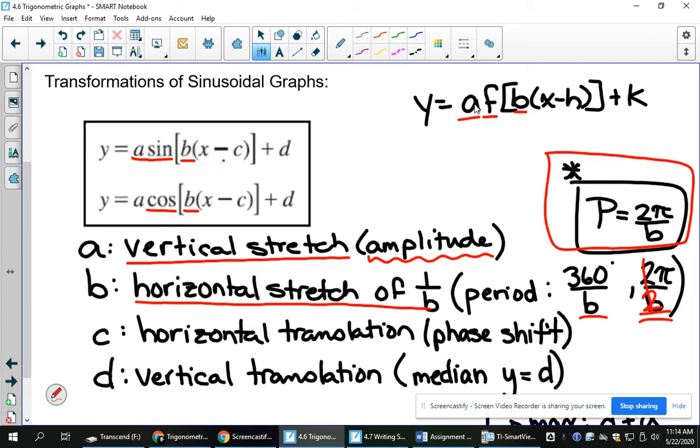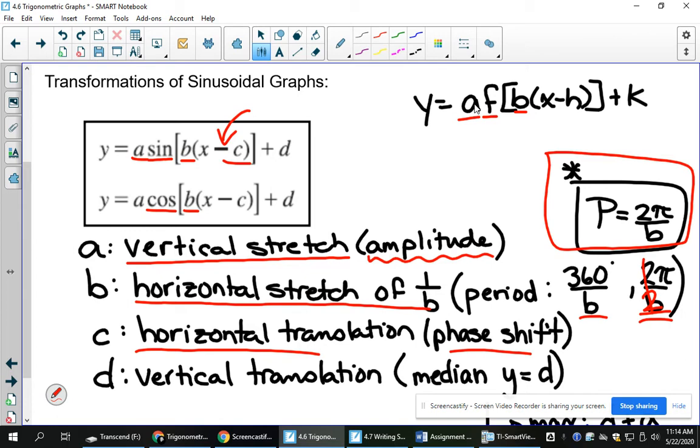The C value is just how far you move horizontally. That's not different. Horizontal translation, we just call it a phase shift in sinusoidal functions. The other thing, remember, is that it's the opposite direction of the sign. So if it's a minus C, it actually goes right C, and if it's plus, it goes left.